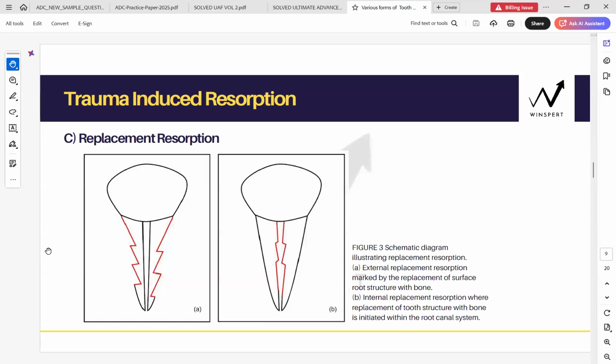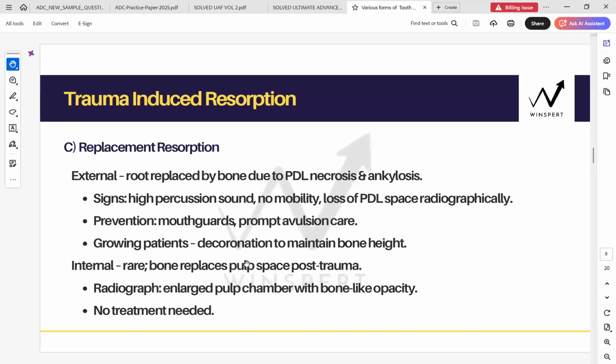Yes, Kiza, first of all, are the pictures clear? I'm going to take you to the previous slide. Pictures clear, Kiza, everyone, for both external and internal? Both will be obliterated by bone, a radiopaque structure. Okay, Kiza.